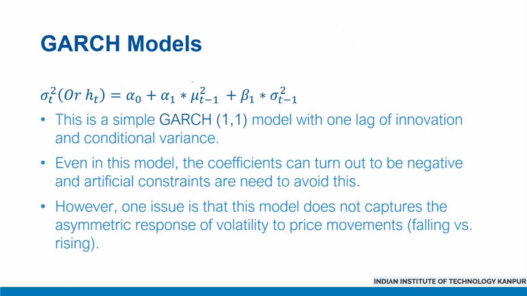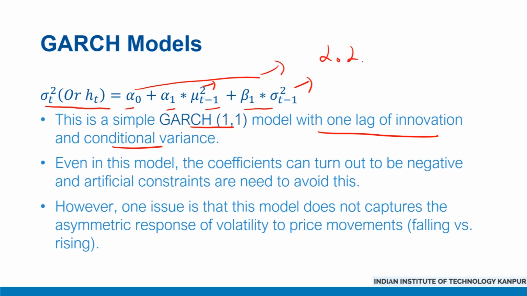So now to summarize this video, we discussed that the GARCH-1 process appears like this: sigma square t equals alpha naught plus alpha 1 into mu square t minus 1 plus beta 1 into sigma square t minus 1, which is a GARCH-1 model with one lag of the innovation or error term, mu square t minus 1, and one lag of conditional variance, which is sigma square t minus 1. However, notice that in this model, even though very parsimonious, it still has three coefficients which may turn out to be negative. So we need some kind of artificial constraints to ensure that these coefficients alpha naught, alpha 1 and beta 1 do not turn out to be negative.